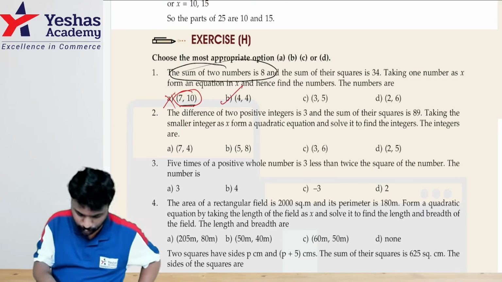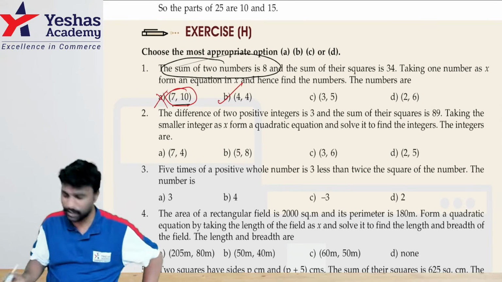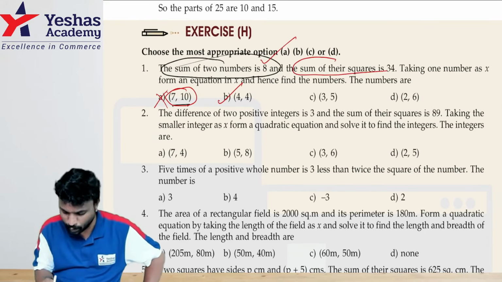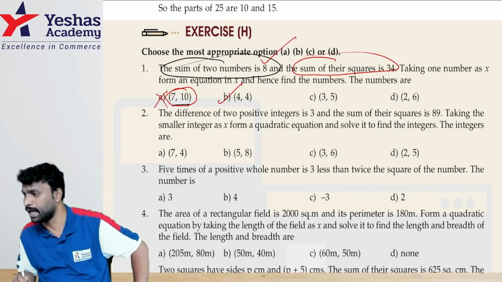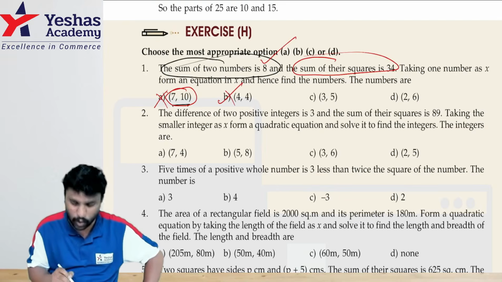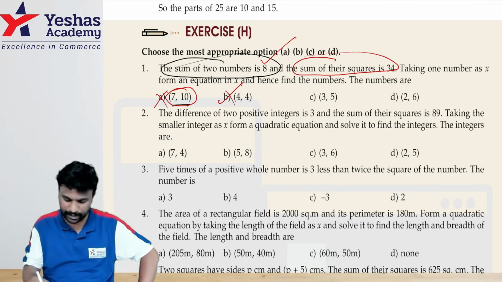So if I take the two numbers as 4 and 4, the sum of the two numbers is 8. So first condition is satisfied. But sum of their squares. 4 square is 16. Again, 4 square is 16. 16 plus 16 is 32. It is not 34. So option B fails to satisfy the second condition.